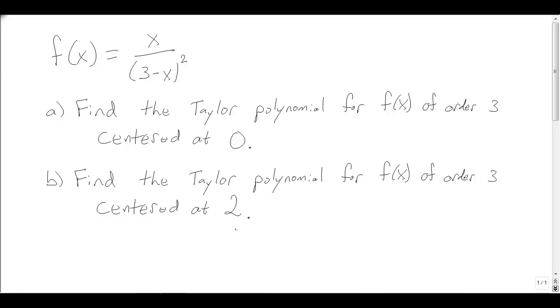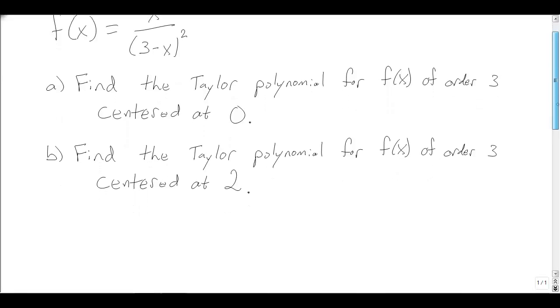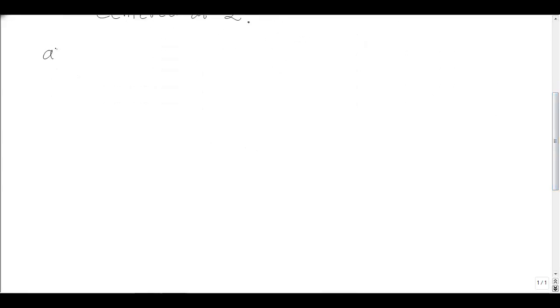So first of all, I'm going to do a straightforward method, sort of just using the definition of a Taylor series, or I guess Taylor polynomial. And then I'm going to go and derive the Taylor polynomial, really the Taylor series, from some known series. So let's do part A. And this is, again, f of x is x over (3 minus x) squared. And we're looking at this centered at 0. So this we can do in a very straightforward way.